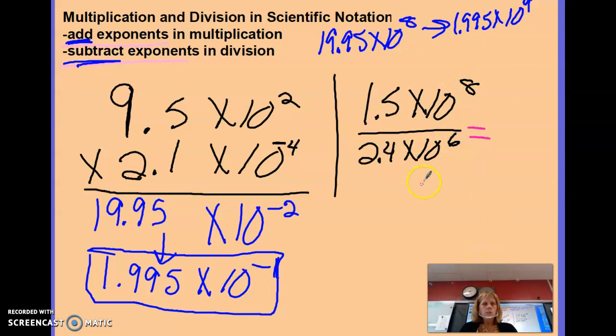When we talk about division, it's just a little bit different. Instead of adding the exponents of the scientific notation together, we are actually subtracting them. So 1.5 times 10 to the 8th divided by, and you see I wrote this in fraction form. That's just easier than putting the divided by sign, and it gets really long. You'll see this a lot. So 8, and I'm going to subtract 6 to get my final exponent.